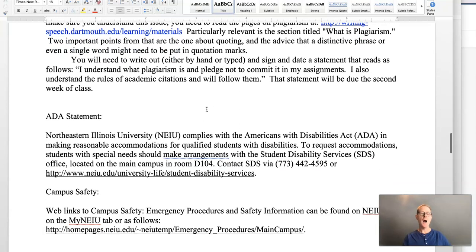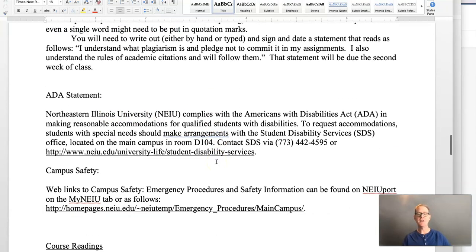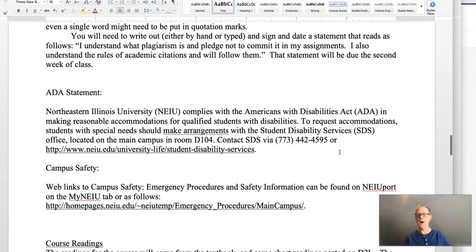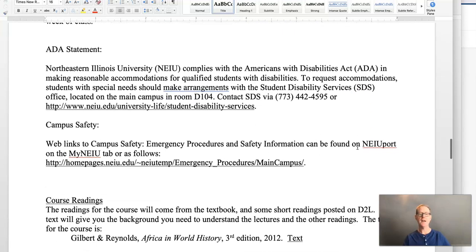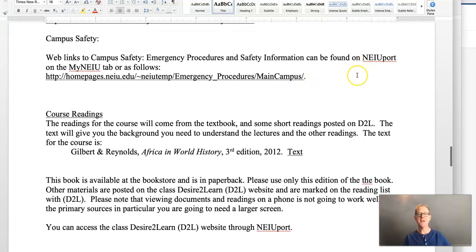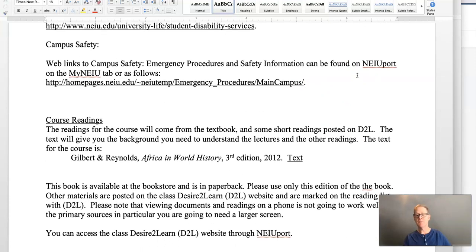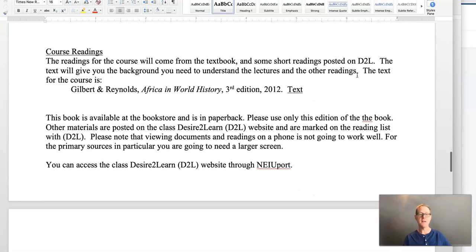All right. ADA statement here: if someone is working with Student Disability Services, then you need to get me the disability services form for what services you require. All right. Links to campus safety, I'm required to put that in the syllabus, but since we're pretty much not on campus, it's probably not as important.